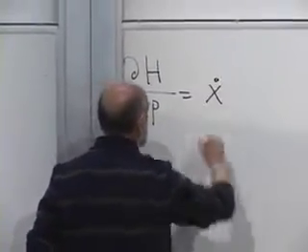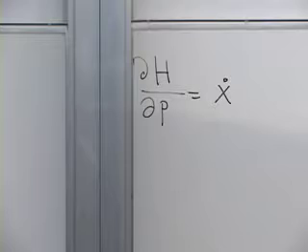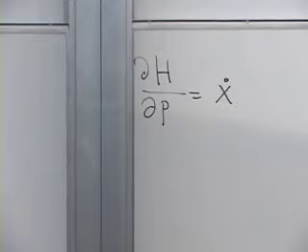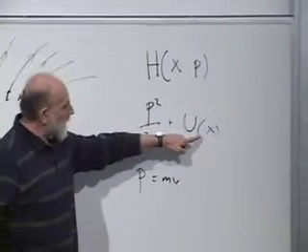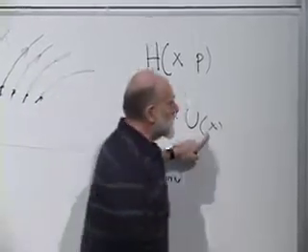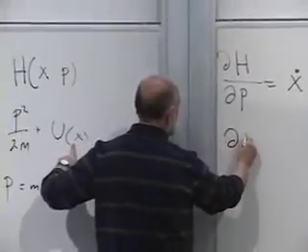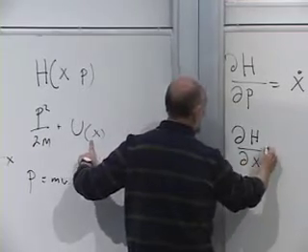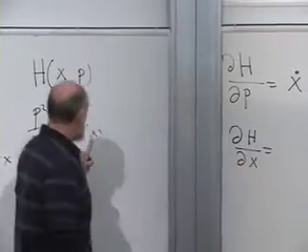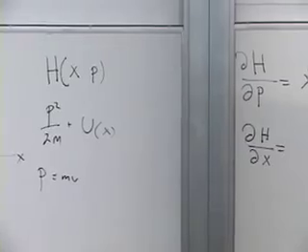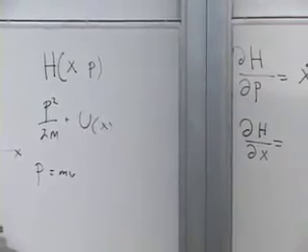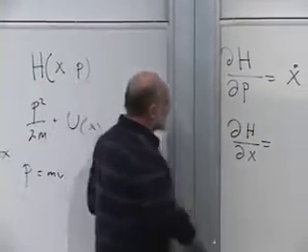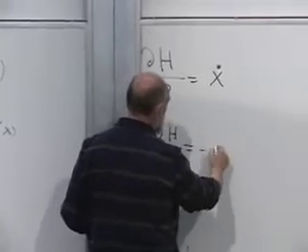That's x dot. And the other equation is basically F equals ma, the derivative of the Hamiltonian with respect to position gives you minus the force. That's the derivative of the potential energy with respect to position is minus the force, and that's minus the time rate of change of the momentum.